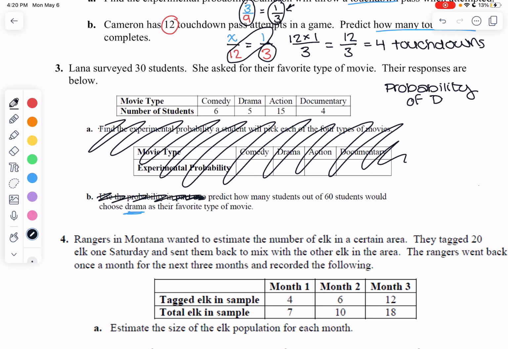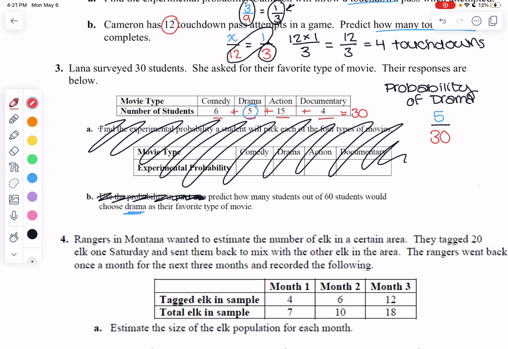Probability of drama. So if I want drama, there are 5 things that I want from this table. For total, I would have to add these all together. So 6 plus 5 plus 15 plus 4 is going to give me 6 plus 5 is 11, plus 15 is 26, plus 4 is 30. So 5 out of 30 kids picked drama as their favorite movie.